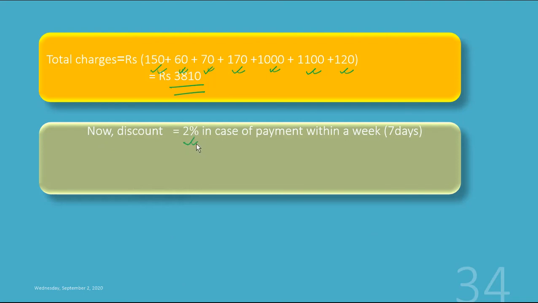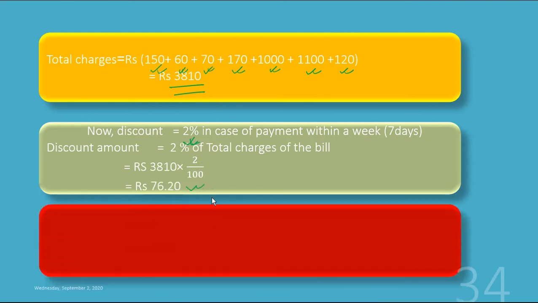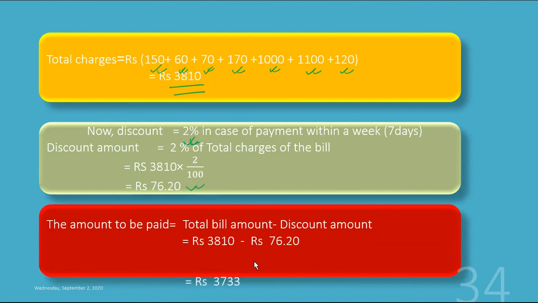Discount amount is 2% of the total charges of the bill. 3810, 2% of this is 76 rupees 20 paisa, and the total amount to be paid is total bill amount minus discount amount. Please copy or take a screenshot, dear students. After completion, let me know. I will go to the next question.